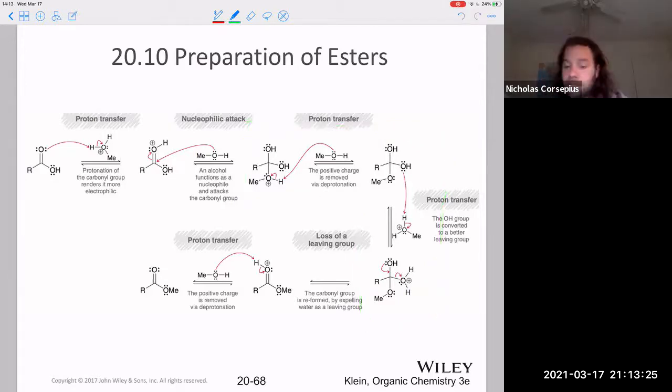So then again, you guys should be able to give me the reaction mechanism for the exact reverse direction as well. That's something that you guys are going to be doing in your discussion for this chapter. Okay. But again, readily reversible reaction.